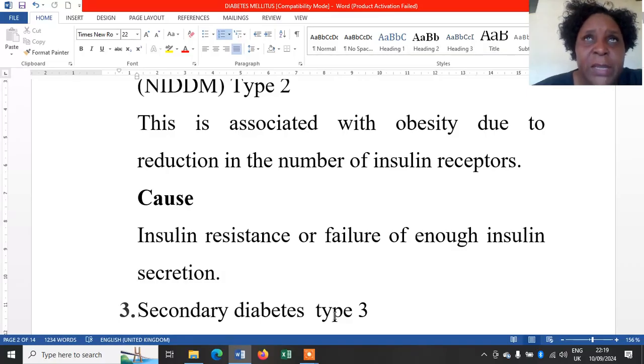But the body produces some insulin. So that is why this person is non-insulin dependent. It is due to just a reduction of the number of insulin receptors, and the cause is insulin resistance or failure of enough insulin secretion.